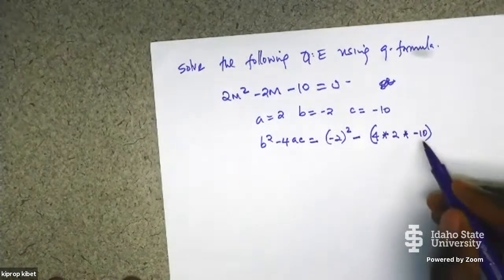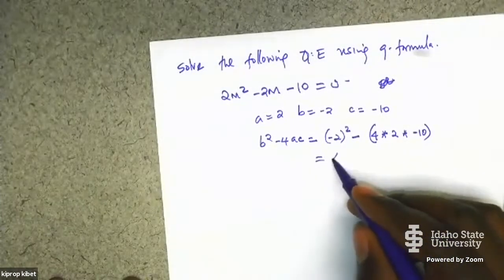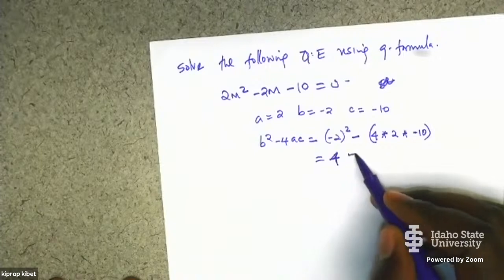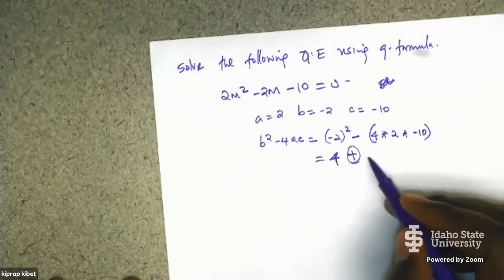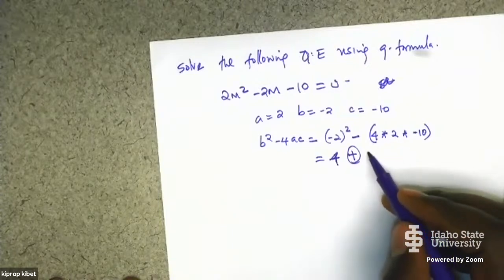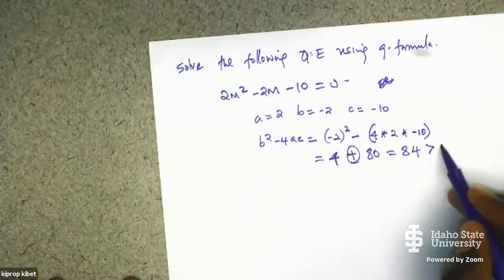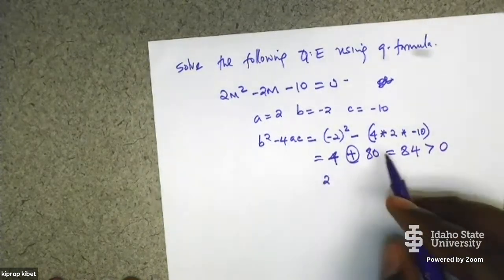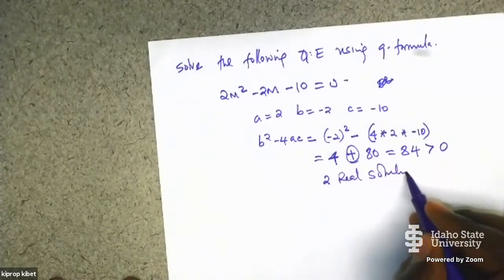So since there is a minus here, there is a minus here. When you square this one, you get 4. Since this and this will be plus, right? So if there is a plus there, then this is equal to 80. Then this is equal to 84. And this is greater than 0. That means there are 2 real solutions.